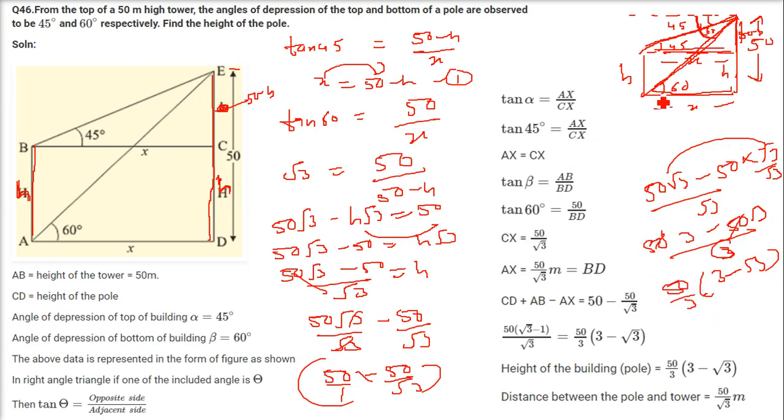And if you want to find out the distance between this also, it will be 50 minus h. You can just subtract this from 50. Subtract 50 minus this whole, you will get the x also, which will eventually come as 50 by root 3.